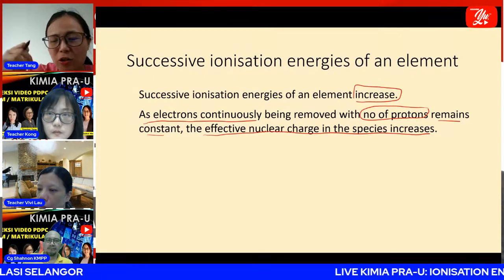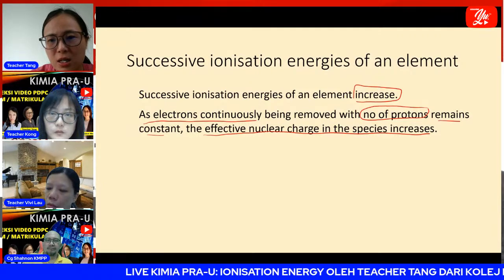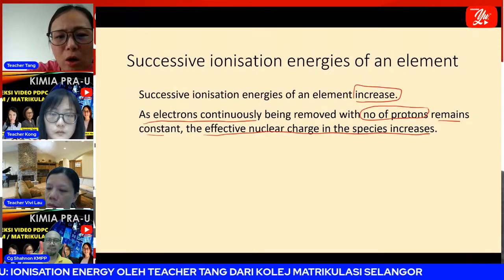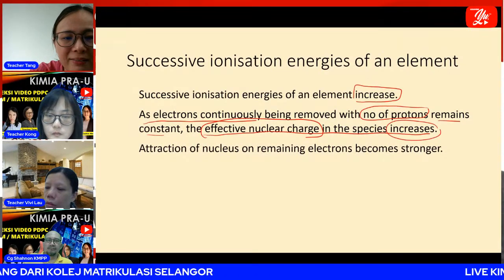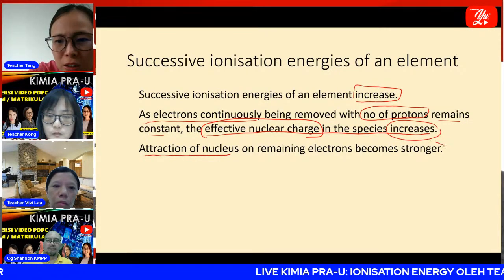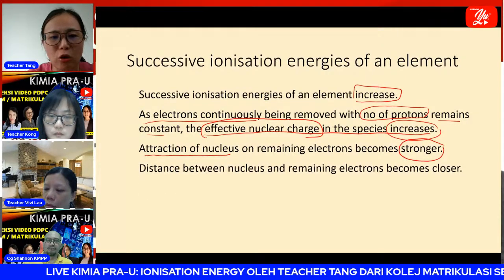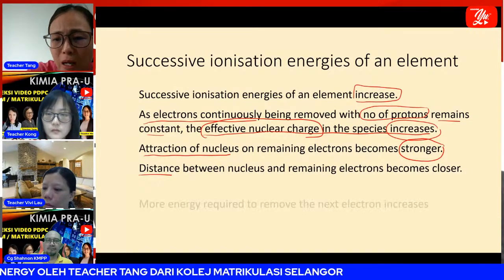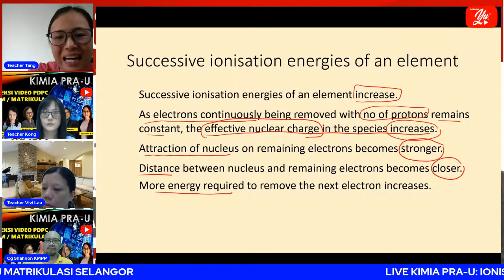So this will cause the effective nuclear charge of the species to increase. As electrons are continuously removed, the shielding effect decreases, but the proton number remains the same, so the nuclear charge remains the same. This causes the effective nuclear charge to increase. So the attraction of the nucleus on the remaining electrons becomes stronger, and the distance between the nucleus and the remaining electrons becomes closer. Therefore, more energy is needed to remove the next electron.